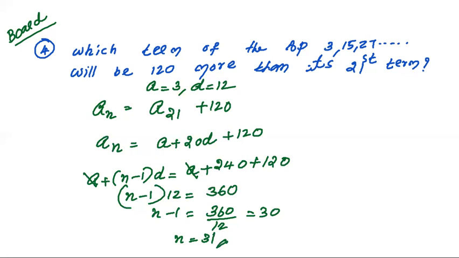So the 31st term of this AP will be 120 more than its 21st term. I hope the question is clear for you. So what we did: we applied a is equal to 3 as given, d is equal to 12 as given, an is the required term, which is 120 more than the 21st term a21. So an is equal to a plus 20d plus 120. Simplifying, I'm getting n is equal to 31. So this is a board level question. Try to understand the concept properly.